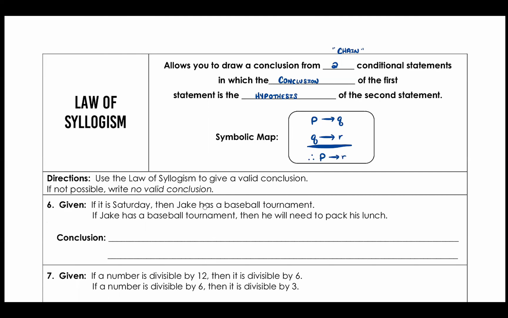So if we look at our symbolic map, hypothesis, conclusion, the conclusion is going to go right to a new conclusion. So instead of our original one, we're just going to go original hypothesis to final conclusion. It'll be a little easier when you look at it with numbers or with words. Okay. Use the law of syllogism to give a valid conclusion. If not possible, write a valid conclusion.